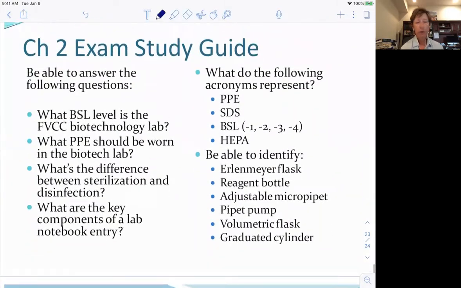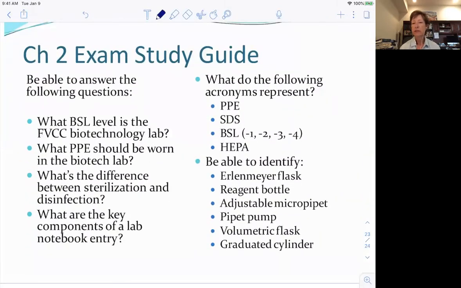So quick run through of chapter 2. A lot of this is going to make a lot more sense when we start doing it in lab, but I want you, for the exam study guide, to go back through chapter 2 and just review what is the BSL level of our lab, what PPE do we wear, what personal protective equipment do we need to wear in the biotech lab, what's the difference between sterilization and disinfection, what are the key components of a laboratory notebook, so that list that was on the previous slide.